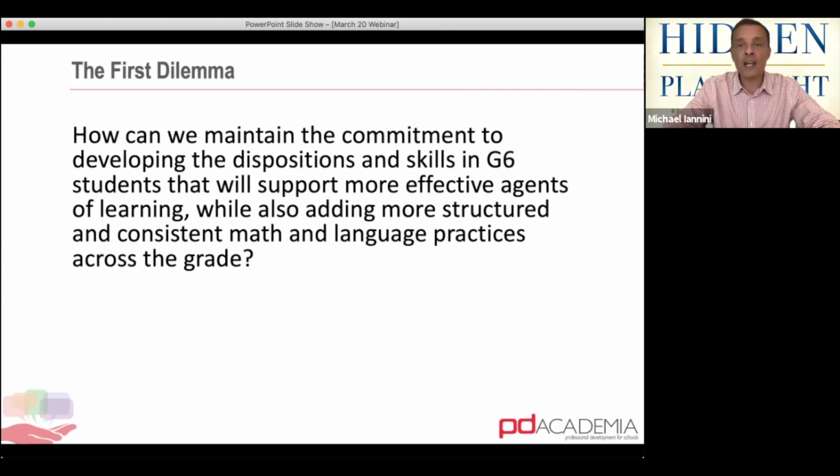So in this way, the question that I was working on with this team is, how can we maintain the commitment to developing the dispositions and skills in grade 6 students that will support more effective agents of learning, while also adding more structured and consistent math and language practices across the grade? This is a great question. This is a great goal.